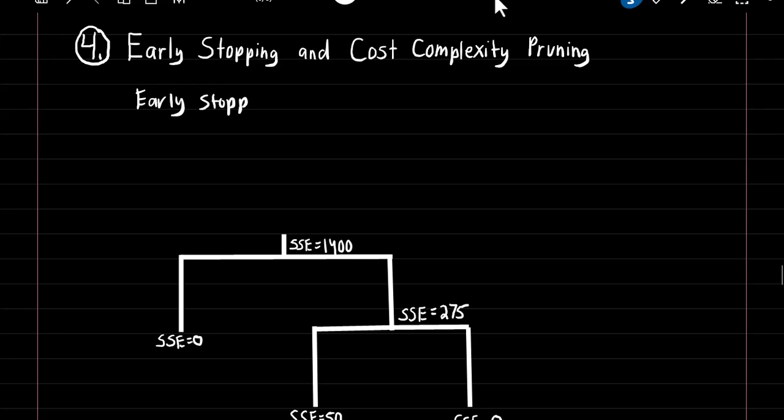So with early stopping, we can say, don't make a split if the number of observations in your leaf node is less than 5. Or don't make a split if the decrease in your sum of squared error is, say, less than 100. Now the problem with this is that sometimes a bad split, where say the sum of squared error decreases by 5 or 10, can lead to a good split, where the sum of squared error then decreases by hundreds, if not thousands. Now this is caused because decision trees use a greedy approach.